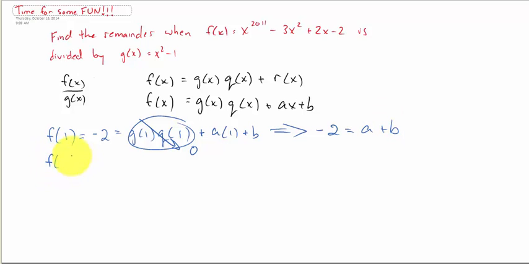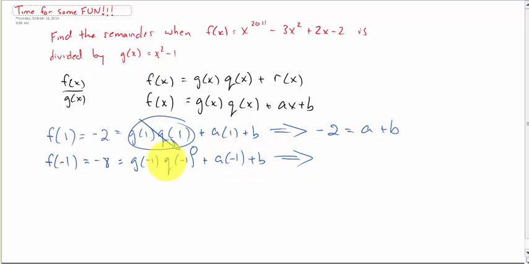You might see where I'm going now. There's another 0 for g of x. Let's find f of negative 1. f of negative 1 is negative 8, and that's going to equal, by this decomposition, g of negative 1 times q of negative 1 plus a times negative 1 plus b. That stuff goes to 0. I now have negative 8 equals negative a plus b. Solving this system, we get that b is equal to negative 5 and a is equal to 3.